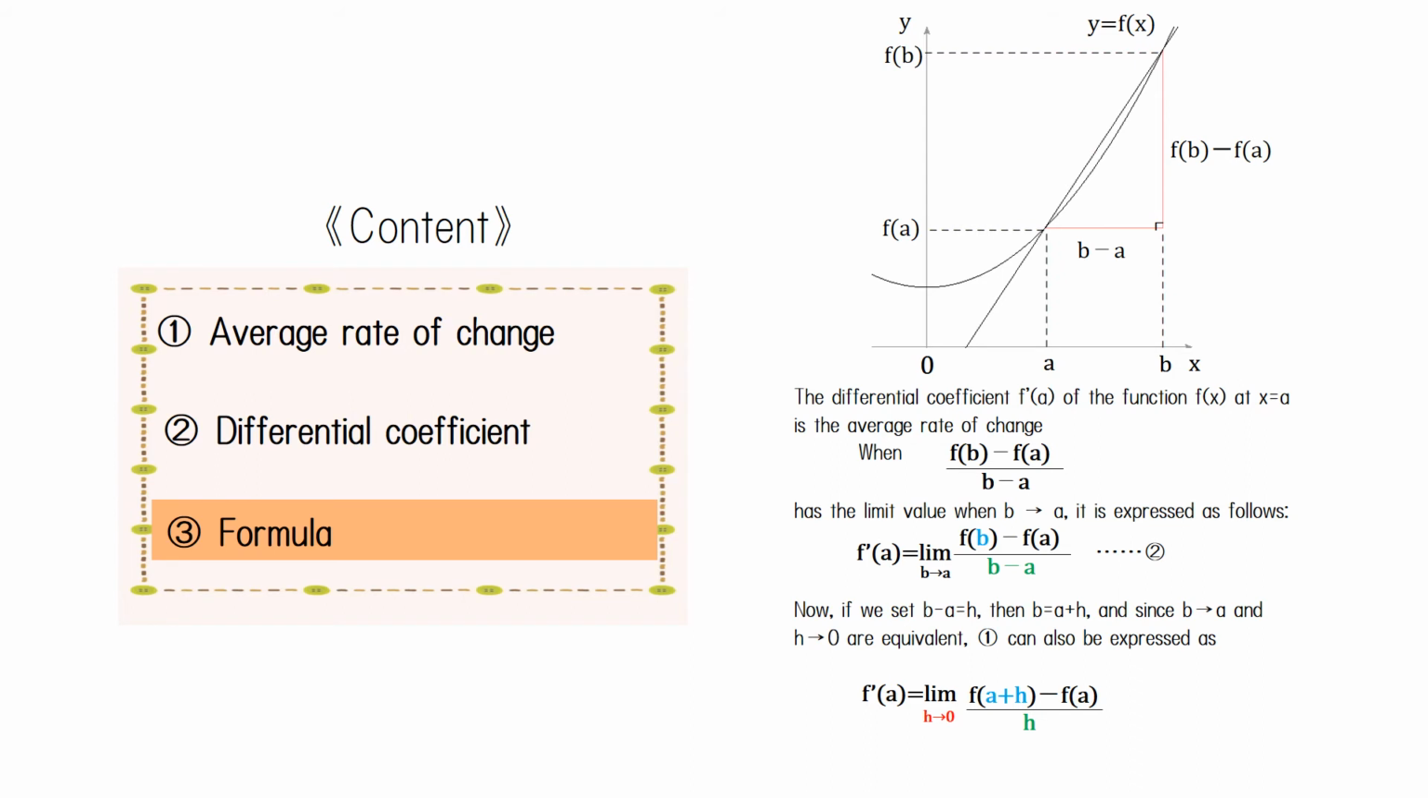Now, if we set b minus a equal to h, then b equals a plus h, and since b to a and h to 0 are equivalent, step 1 can be expressed as follows: f prime of a equals limit f of b minus f of a divided by b minus a.